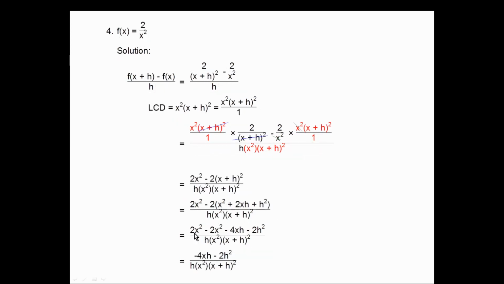Combine my similar terms, 2x squared minus 2x squared is 0. So I'm left with negative 4xh minus 2h squared, all over h x squared times x plus h squared. Okay, in the numerator, I can certainly factor out an h. Notice I can also factor out minus 2. So it's kind of your choice. Do you want to take the minus 2 with it? But certainly factor out at least the h.